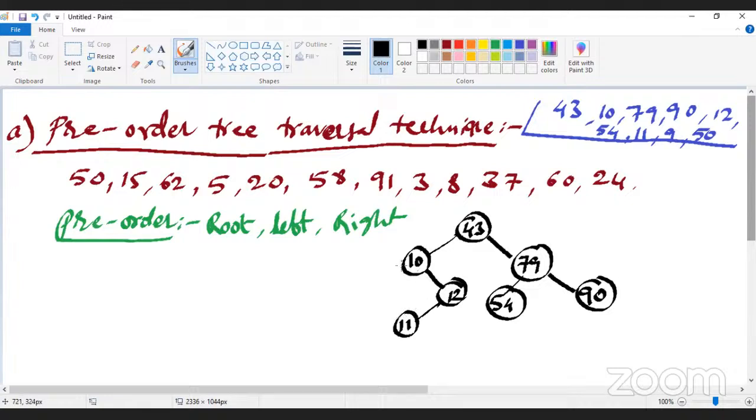9. 9 is left to 10. 11, left to 11. Left to 50. 10. Left to 10 also. 50, 54. 50 comes to the right, left to 54. This is the BST at the final step.